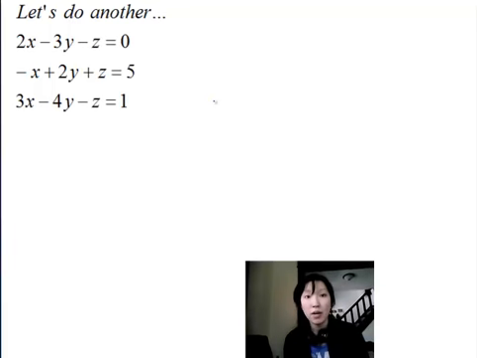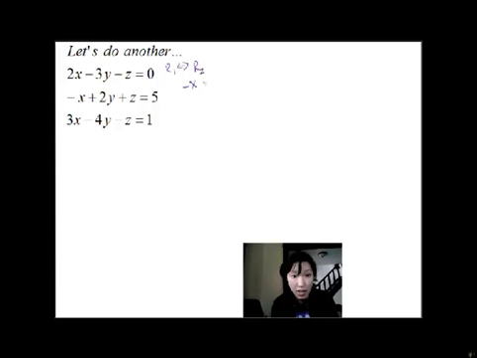Alright, let's do another one. I want you to see some different things that can possibly happen in these processes and get used to them. So for this one, I'm actually going to take row 1 and row 2, and I'm going to swap them just because I want to work with a 1 coefficient. So when I do that, I am just going to get this new system right here.